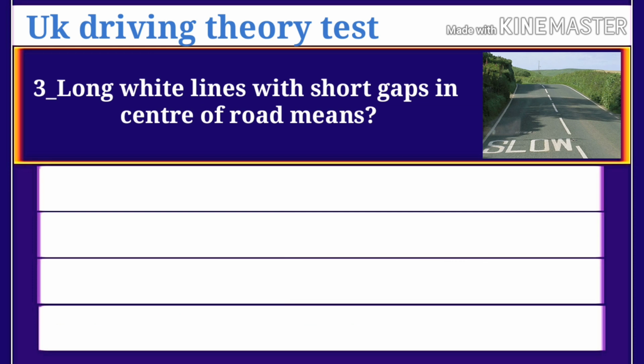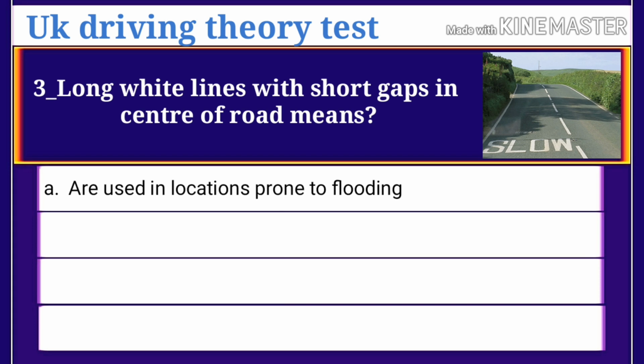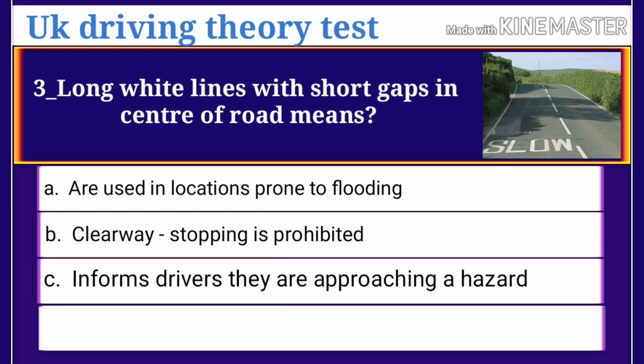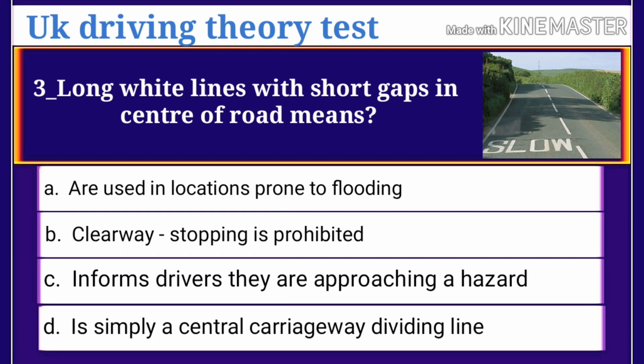Question 3. Long white lines with short gaps in the center of the road mean: A. Are used in locations prone to flooding. B. Clearway, stopping is prohibited. C. Informs drivers they are approaching a hazard. D. Is simply a central carriageway dividing line. The correct answer is C. Informs drivers they are approaching a hazard.